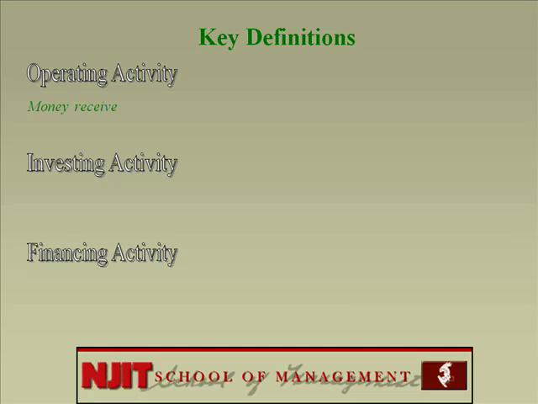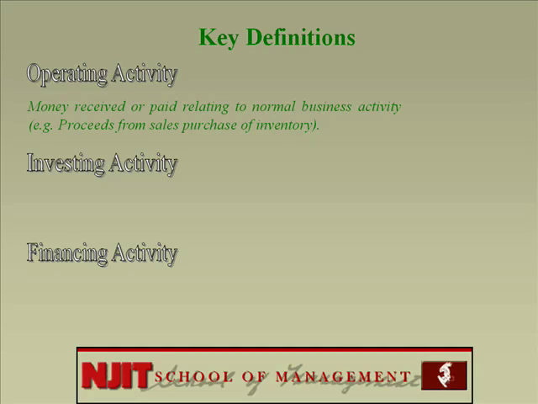What is operating activity? This is money received or money paid relating to normal business activity. The key important word is normal. Example, proceeds from the sales of inventory, or cash paid for purchasing inventory. Would you agree that it's part of normal business activity? So any cash paid or received relating to keyword normal business activity comes under operating.